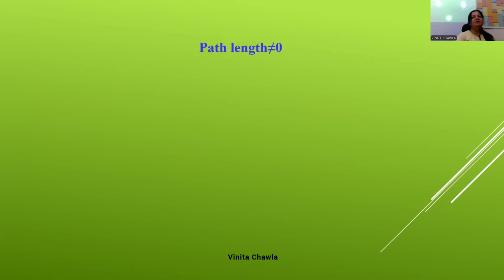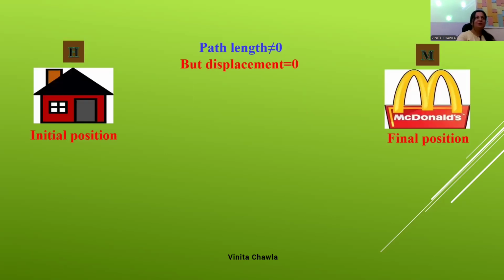So path length is never zero, but displacement can be zero. For this, again, we can consider the same situation, but this time, home से McDonald's जाके McDonald's से वापस, home से McDonald's जाके वापस आ गए घर. ठीक है? So what? Initial position and final position both are coinciding. It's home. Displacement is zero, but distance is not zero.